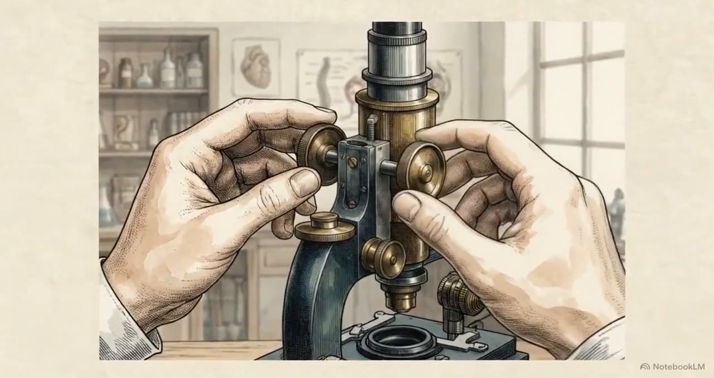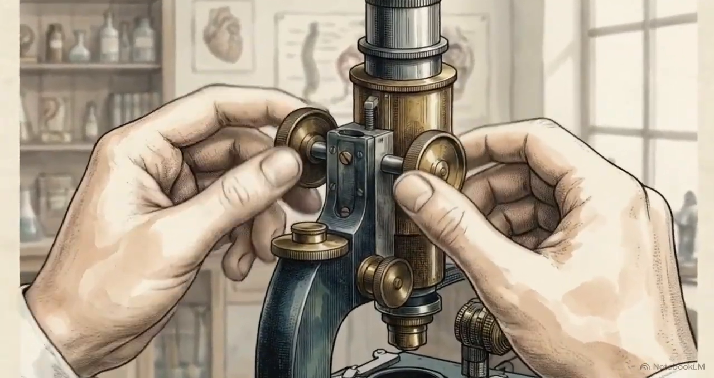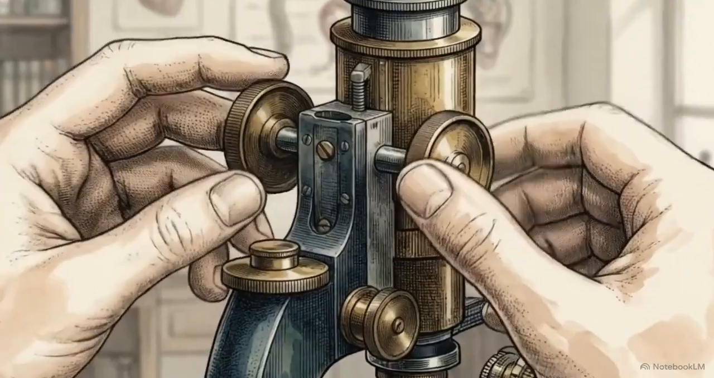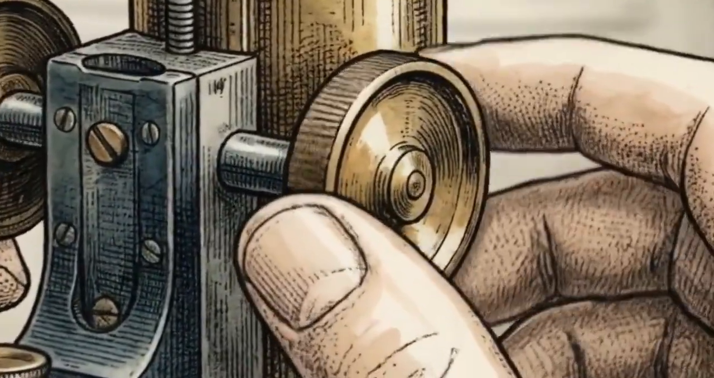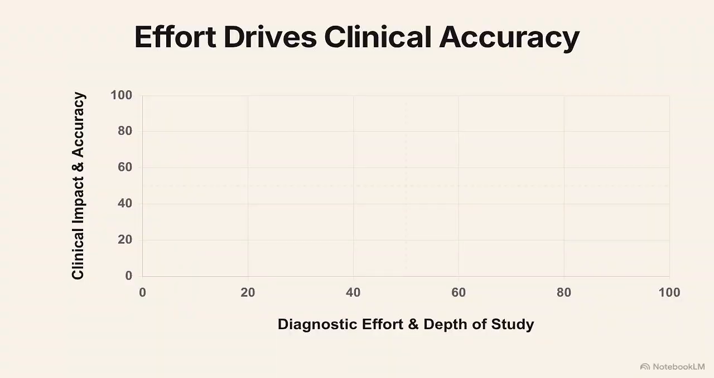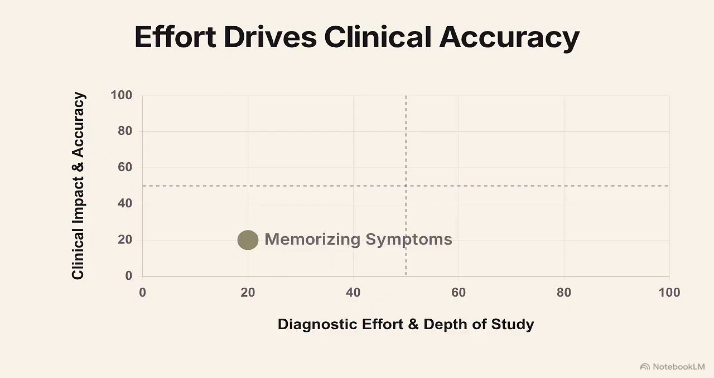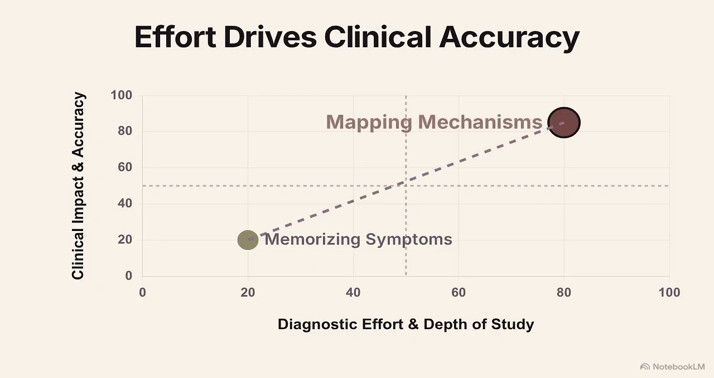Achieving reliable accuracy in GI and hepatobiliary diagnostics requires mapping the precise histological or mechanical differentiator. Counting generic symptoms is a dead end. This quadrant chart maps the clinical return on investment. Rote memorization of symptoms requires low effort, but yields low clinical impact. Mapping cellular and mechanical pathways requires high upfront effort, but directly drives high-impact clinical accuracy.